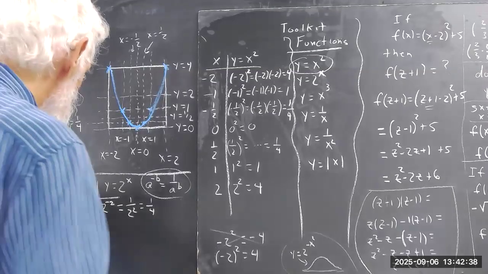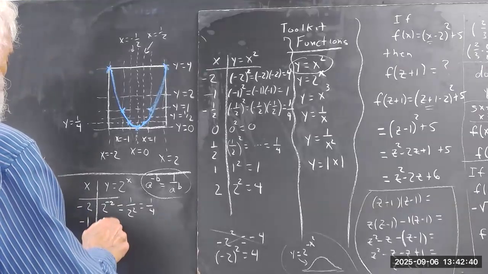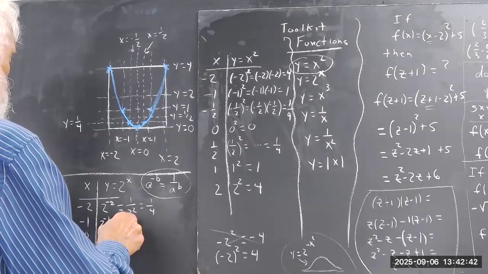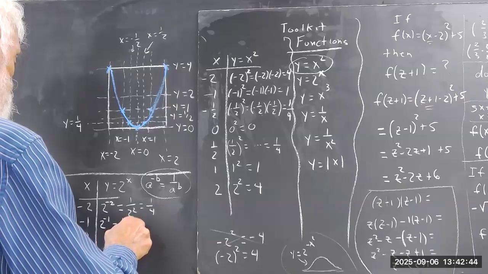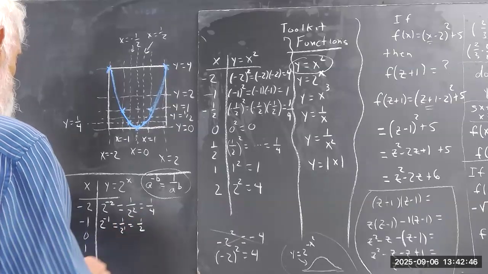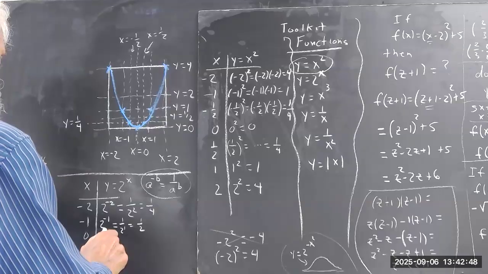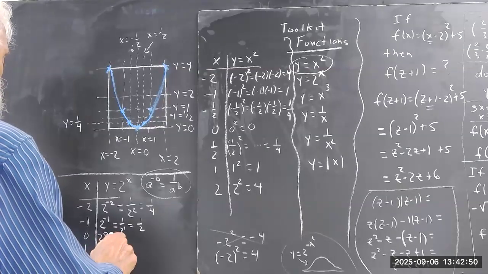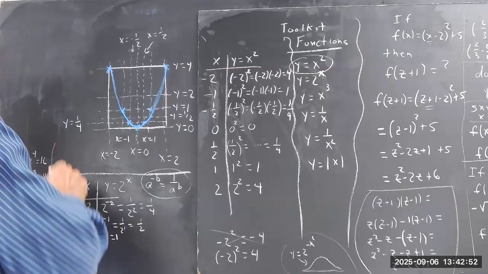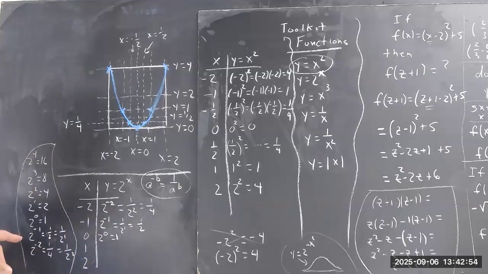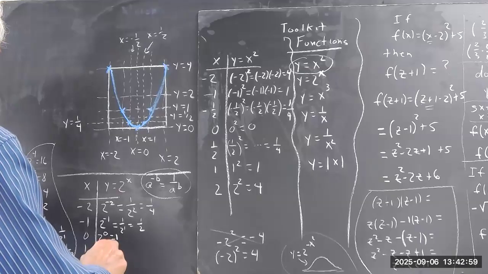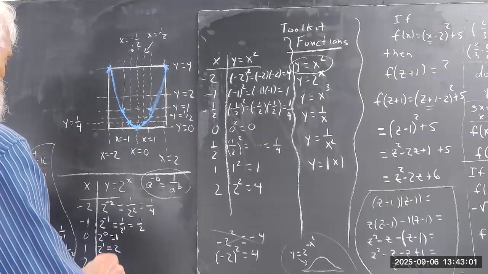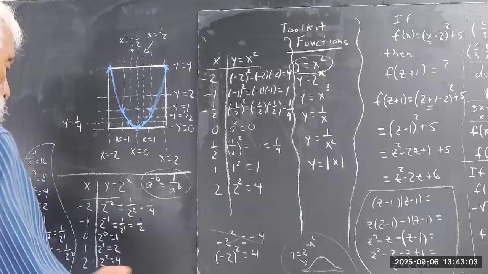Okay. In any case, 2 to the negative 1 is 1 over 2 to the 1, which is 1/2. 2 to the 0 has to be 1. Just showing you a good plausibility argument here, why it needs to be so. 2 to the 1 equals 2, and 2 to the second equals 4.